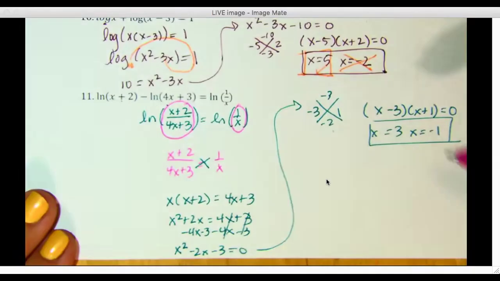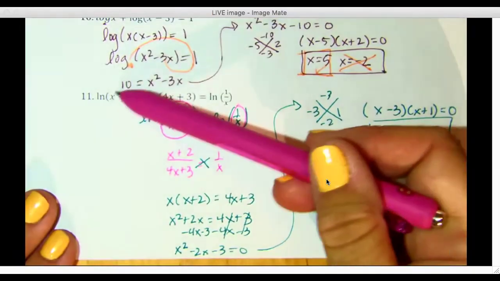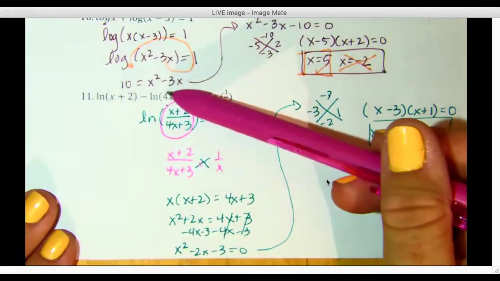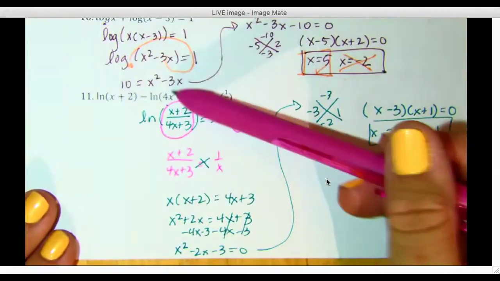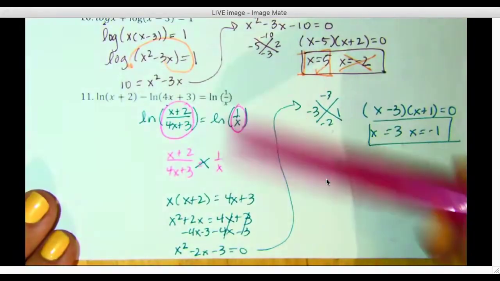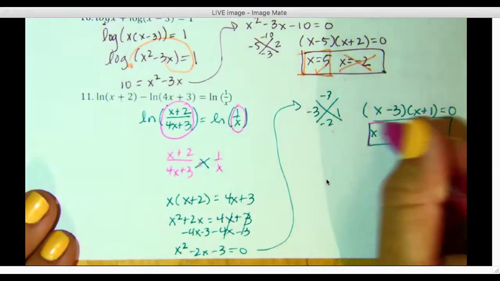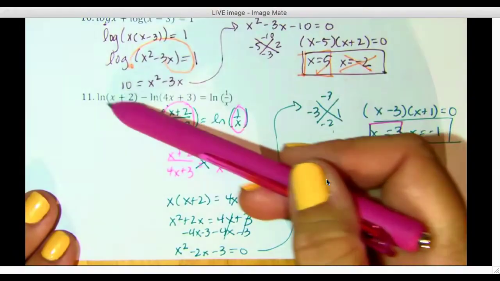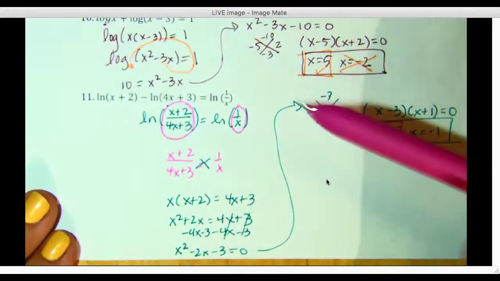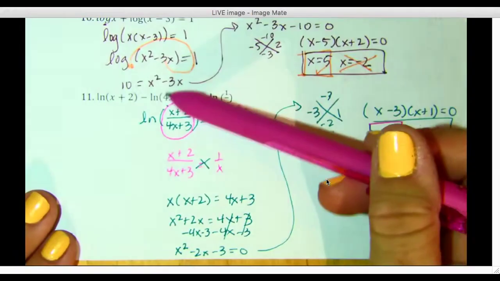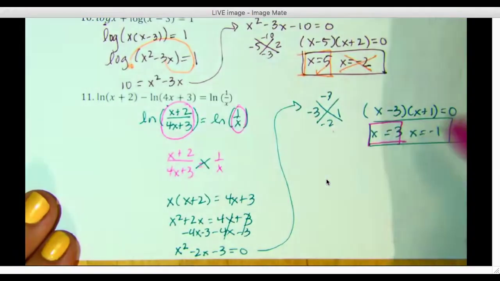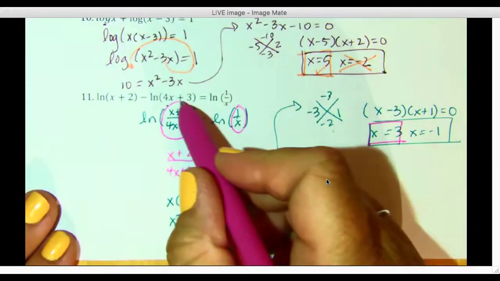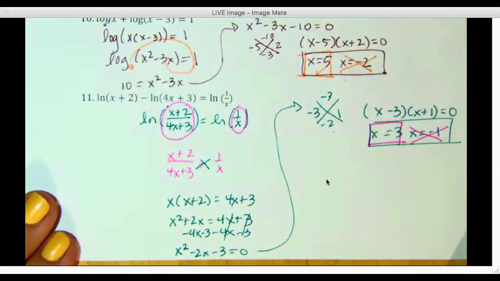So when I plug in 3, 3 plus 2, that's positive. 3 times 4 is 12, plus 3 is 15, that's positive. 1 divided by 3, that's a positive number. So this one is okay. If I plug in -1, -1 plus 2 is a positive 1, that's okay. -1 times 4 is -4. -4 plus 3 is -1. So even though this one was okay, this one wasn't, and so this cannot be an answer.